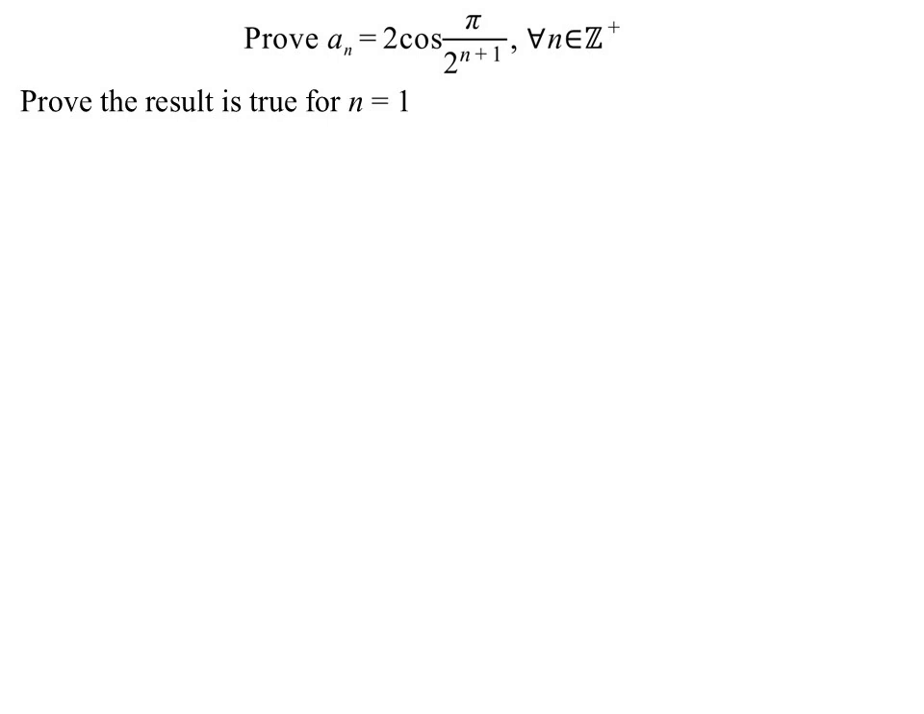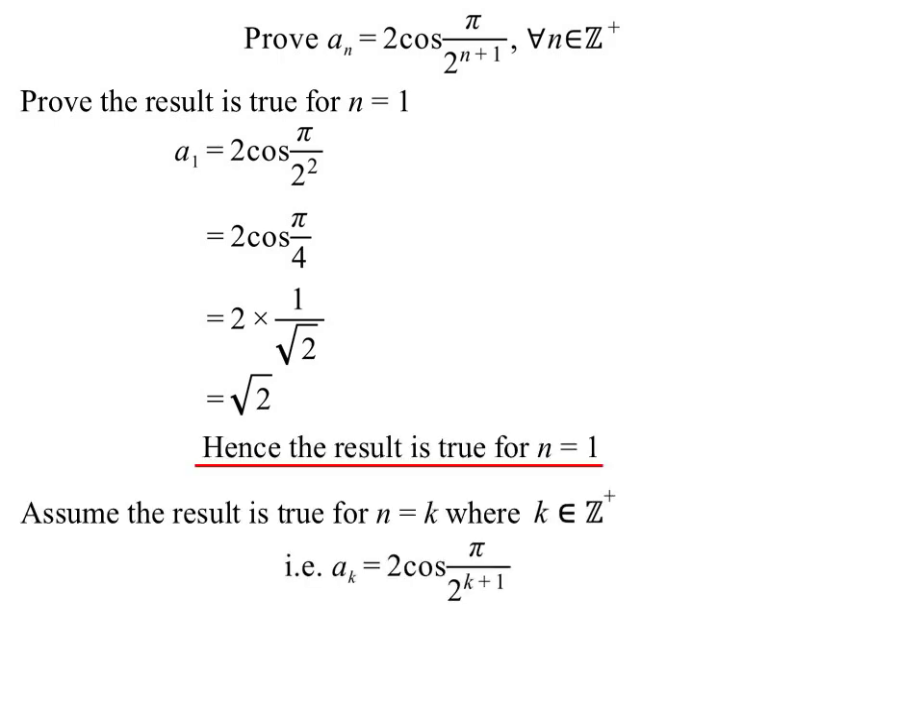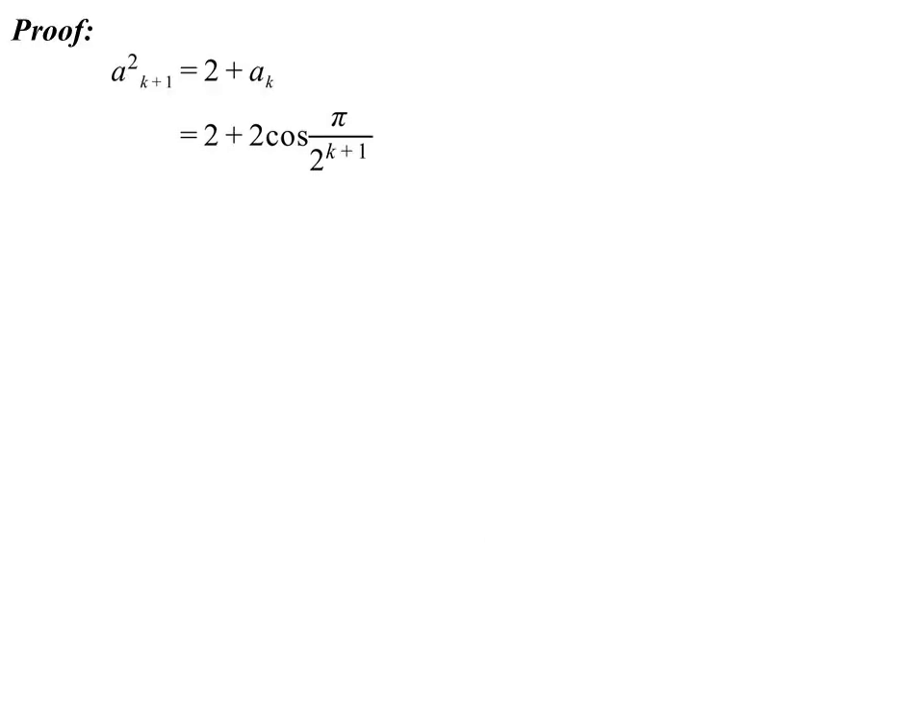First case then, n equals 1. First case, 2 times the cosine of pi on 2 squared, which is pi on 4. Cos of pi on 4, one of our exact values, is 1 on root 2. 2 times 1 on root 2 is root 2. Yep, works for n equals 1. I'll now assume it's true for k. I want to prove it's true for k plus 1. There's the recursive formula. a_(k+1) squared was 2 plus a_k. We assumed that term k was 2 cos pi on 2 to the power of k plus 1. I now have to play with this. Okay, so yep, that was my assumption I've just used.